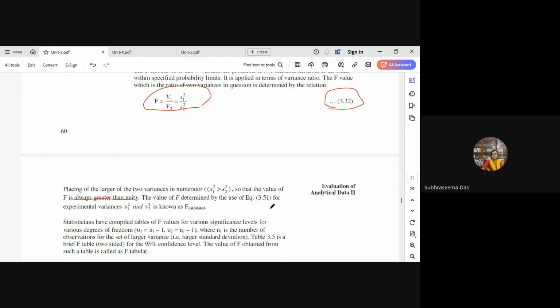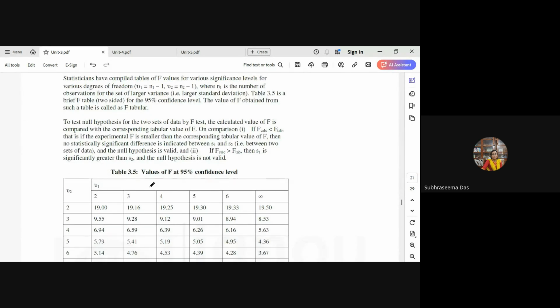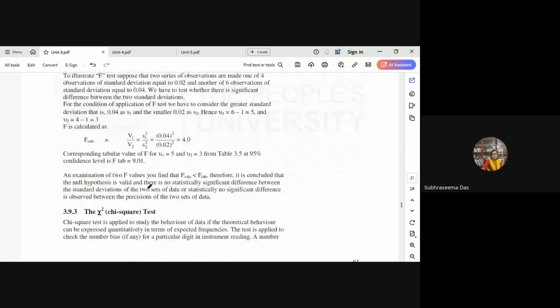So if we have two variances and S1 square is greater than S2 square, what happens here is the value of F will always be greater than 1. From this we can calculate the value, and then we compare the calculated F value to find out the confidence level. Here it is shown in figure 3.5.